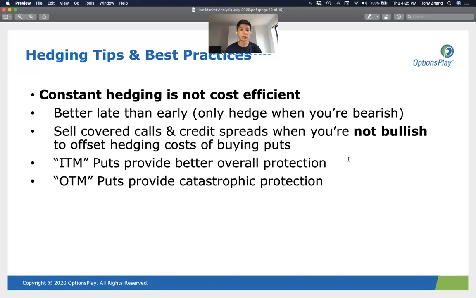So we talked about those things. And then when you do buy puts, how do you buy those puts? Which expirations, which strike prices? If you want to learn more, make sure that you watch those recordings. Those are some of the things that we covered here for the month of July.